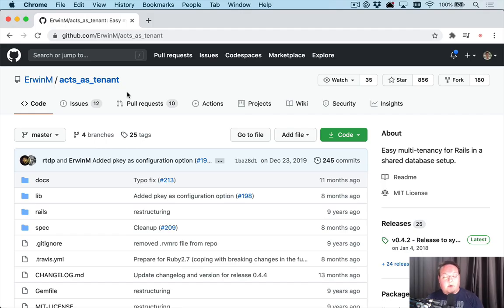Hey guys, in this video we're going to be talking about row-level multi-tenancy using the ActsAsTenant gem. Now a lot of people have used Apartment in the past, and that works great, except it is not the most efficient when it comes to a large database. When you have lots of tenants, the most efficient thing to do is row-level tenancy.